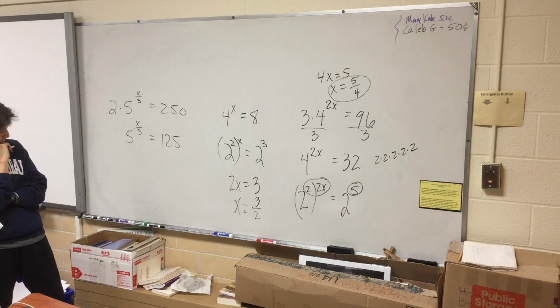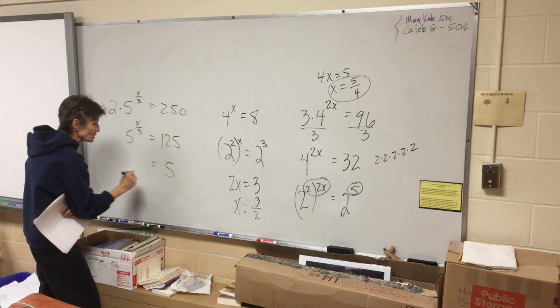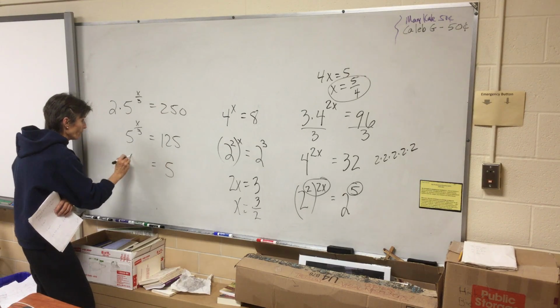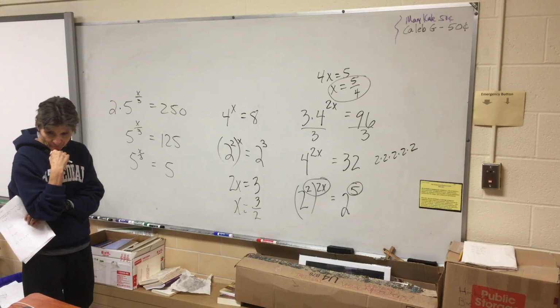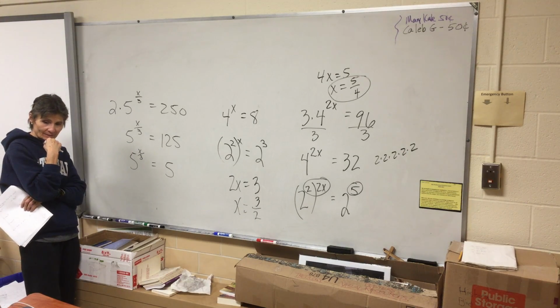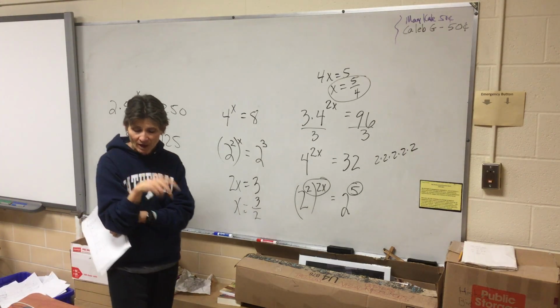Now, is 125 by any chance 5 to a power? Can we think of one? It is. Which power of 5? 5 to the 3rd. It is 5 to the 3rd. Very, very good. 5 times 5 times 5.